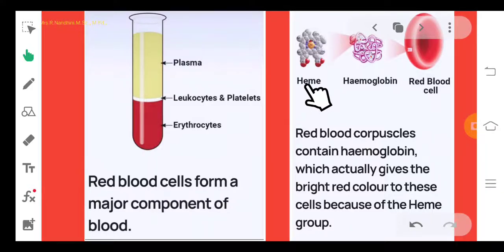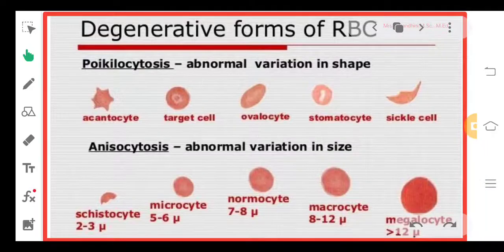See, heme is part of hemoglobin. Hemoglobin is a part of red blood corpuscles. Red blood corpuscles contain hemoglobin, which gives the bright red color to these cells because of the heme group.